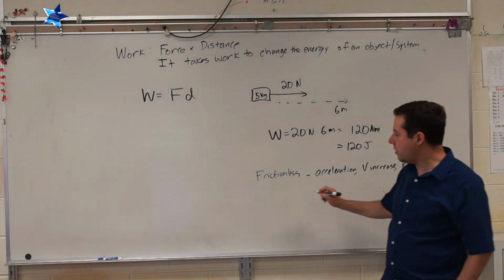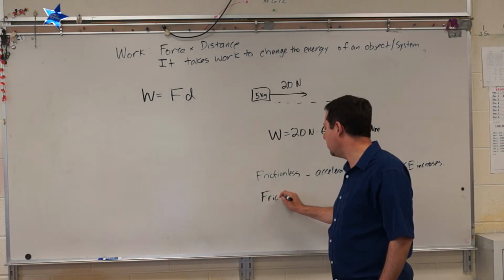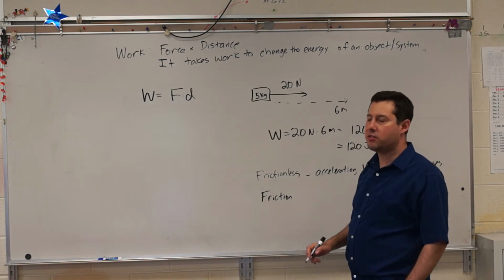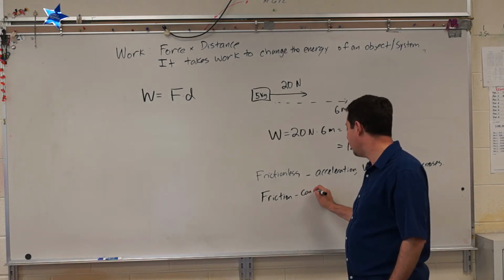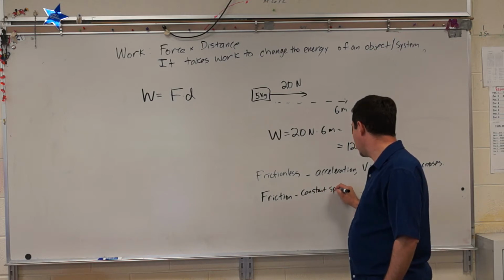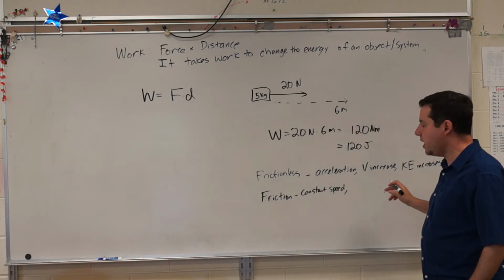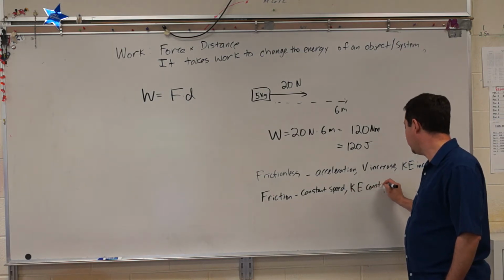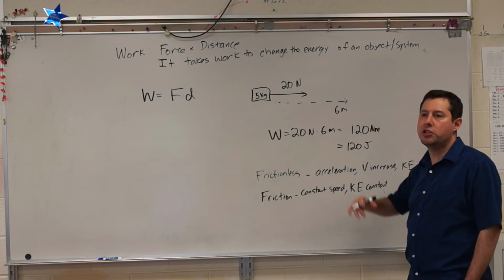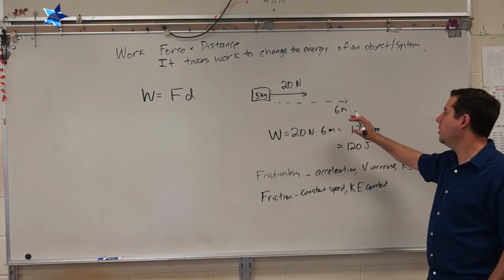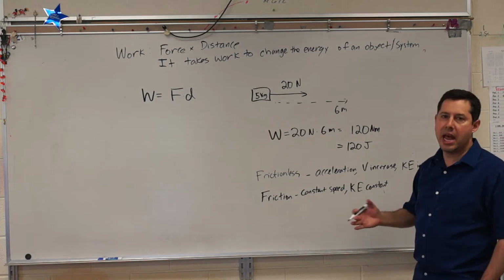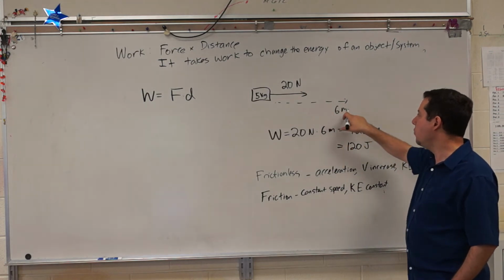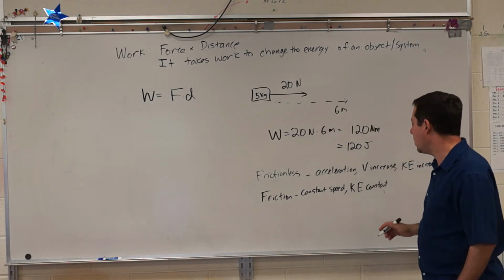Now, maybe it's not a frictionless surface. Maybe there's friction. Maybe it's moving at a constant speed. So let's say there's friction and it's a constant speed. If there's a constant speed, then kinetic energy is going to be constant. However, you're still doing work. You're still applying a force over a certain distance. Maybe the net force is 0, but the work that you do, the 20 newtons moving 6 meters, is doing work.